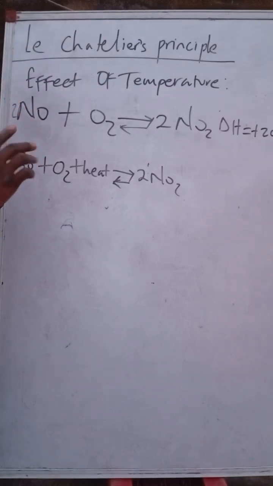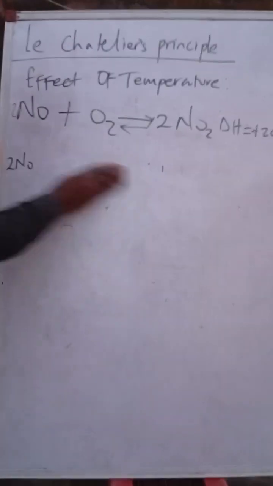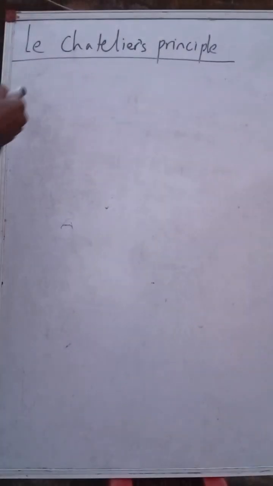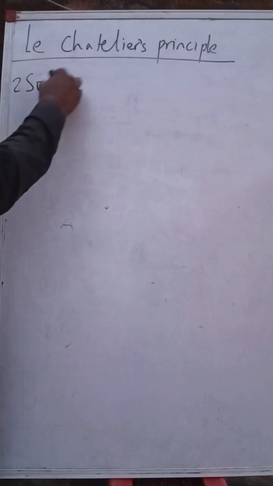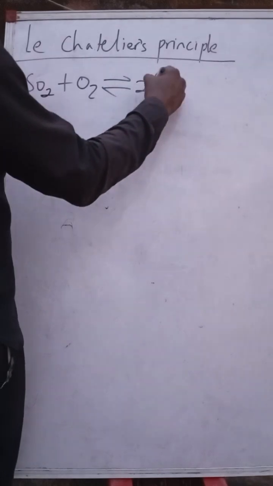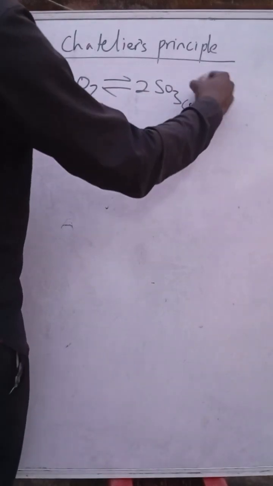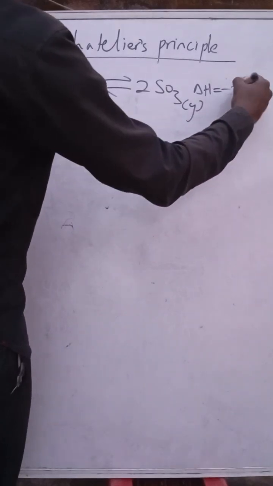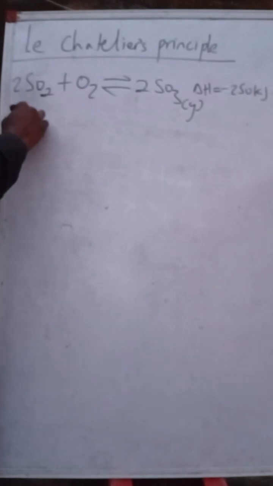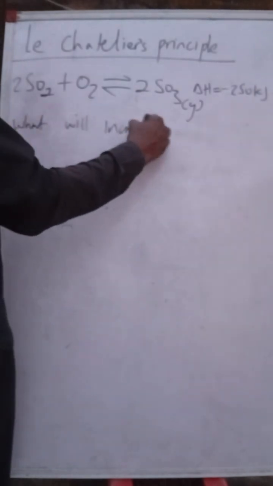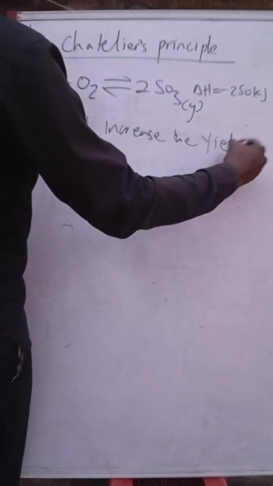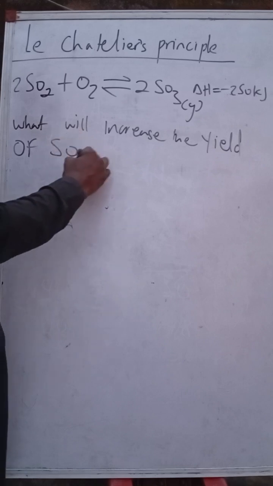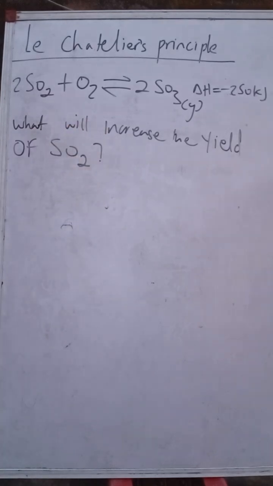Please take note of that. It's that simple. Since I already explained concentration, temperature, and pressure, I would like to give a general example. Let's take a simple equilibrium reaction in the contact process. Let's say delta H is negative 250 kilojoules. Now, what will increase the yield of SO2?